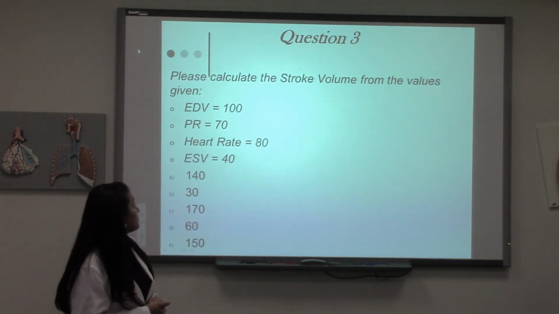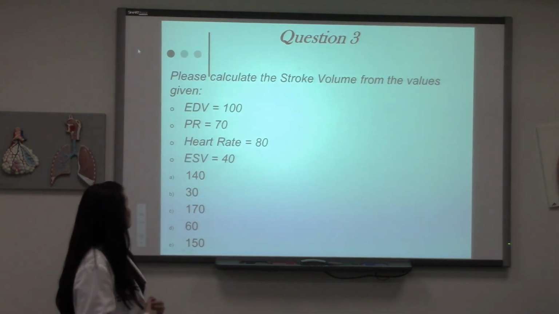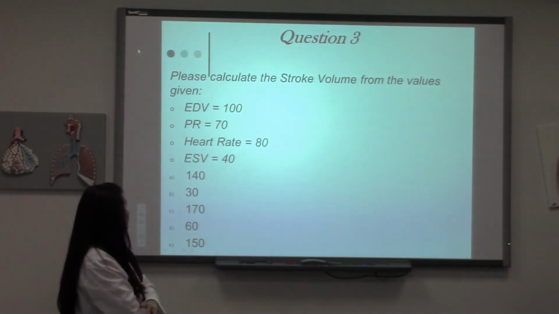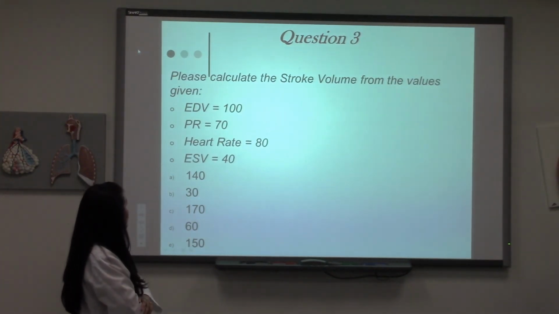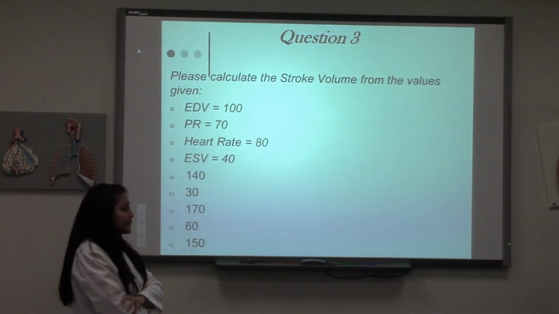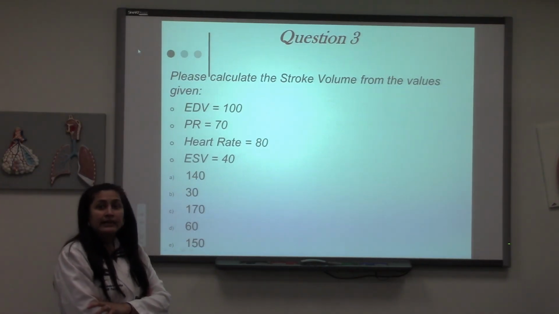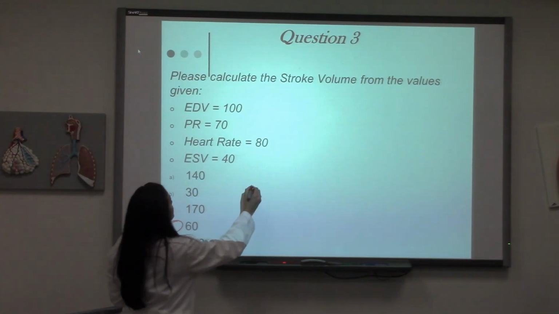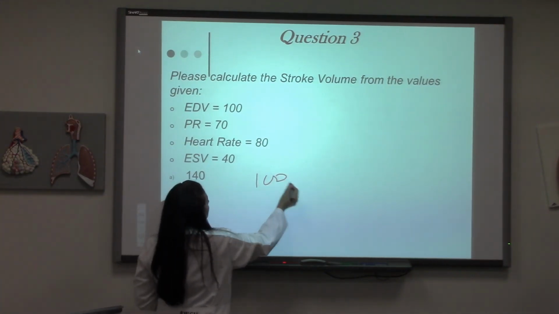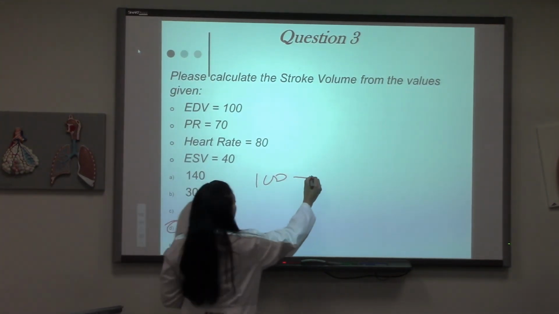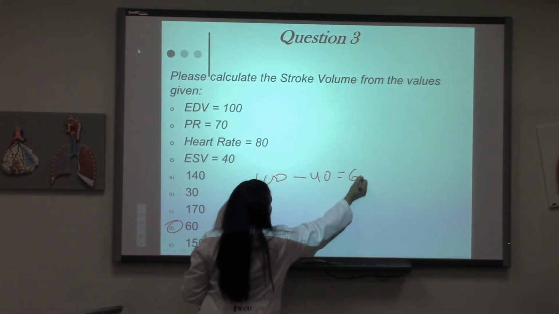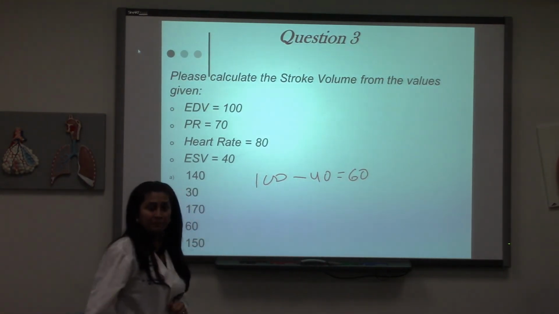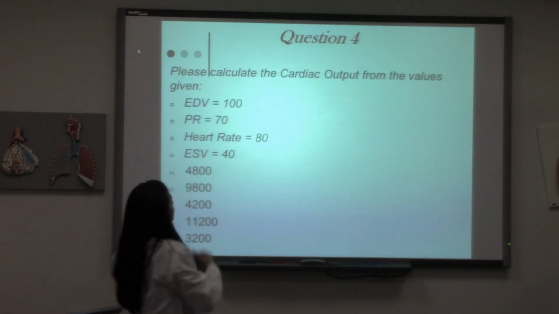Please calculate the stroke volume. Yes, the answer is D. It is 100 minus 40, which is 60. Next question.